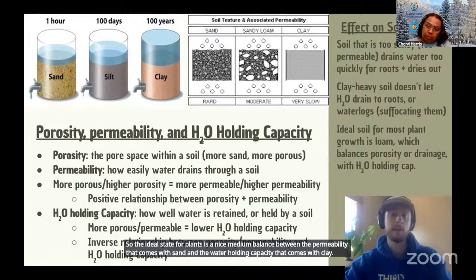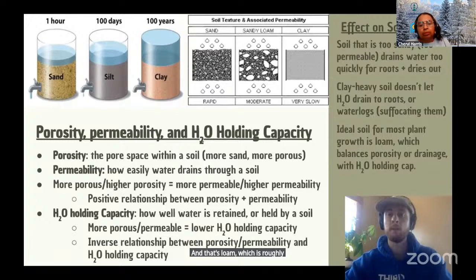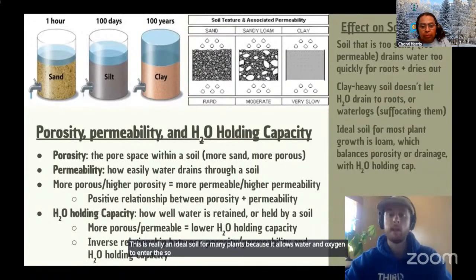And that's loam, which is roughly a 40-40-20 mix of sand, silt, and clay. This is really an ideal soil for many plants because it allows water and oxygen to enter the soil and drain through at a moderate pace that prevents waterlogging but doesn't dry the soil out too quickly.